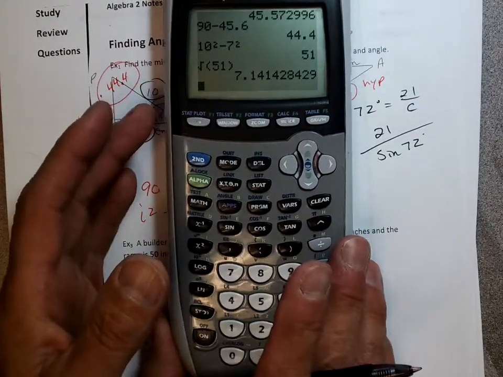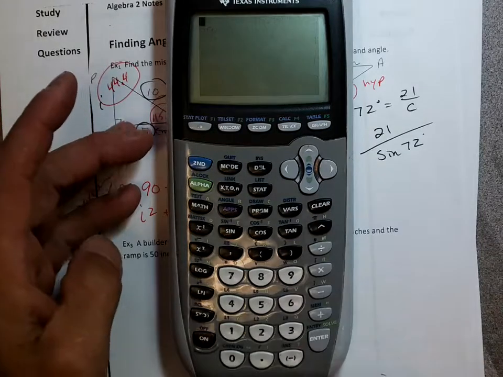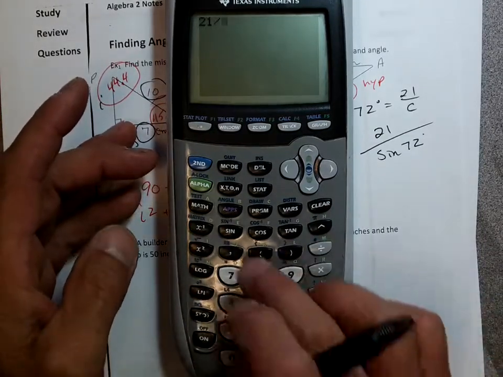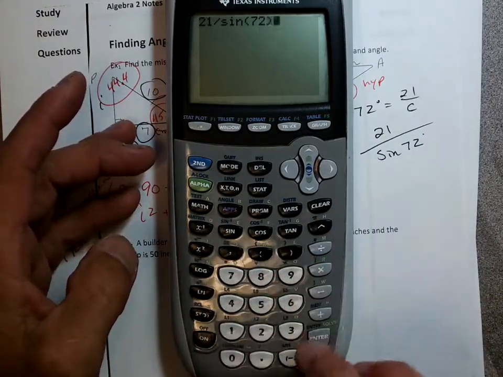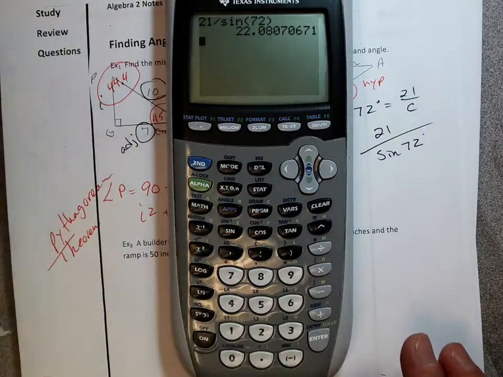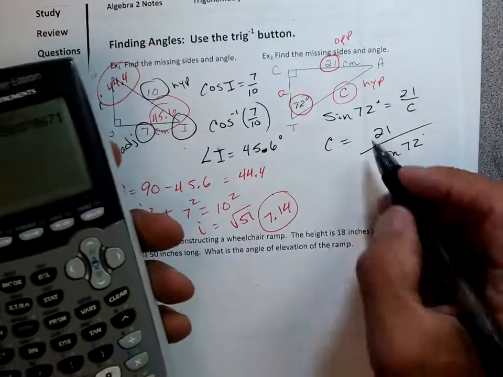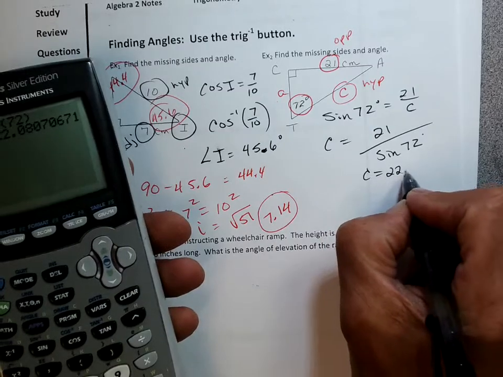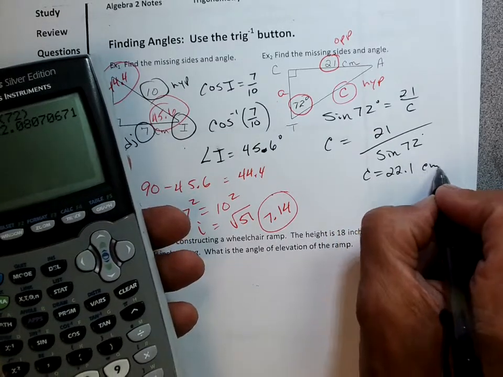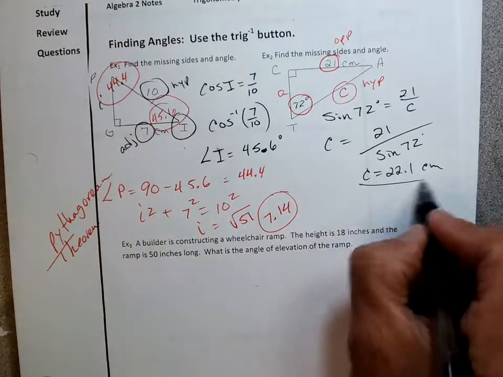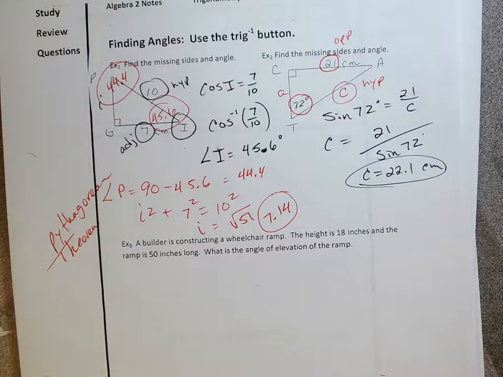Use our calculator. Clear that. I'm just going to go 21 divided by the sine of 72, and I get an answer of about 22.1. So little c is about 22.1 centimeters, because it's the side. Okay, circle that. How am I doing? Thumbs up? Does it seem pretty easy? Okay, then, what else do we have to find? We've got to find little a.